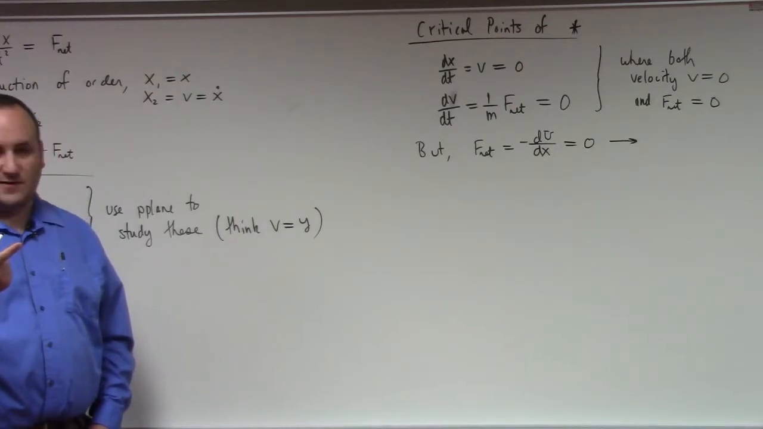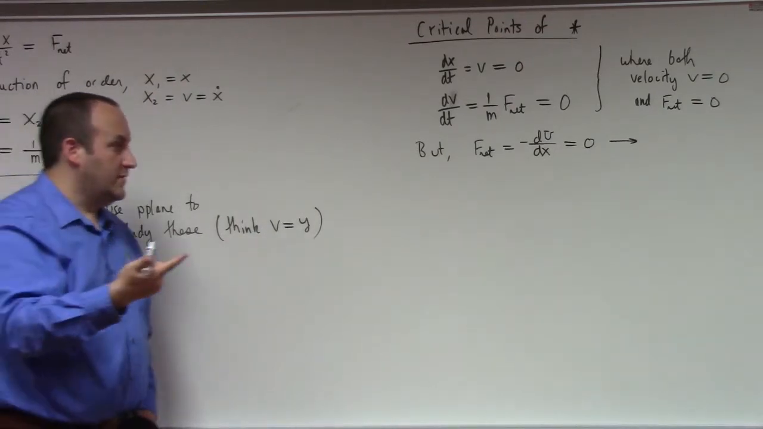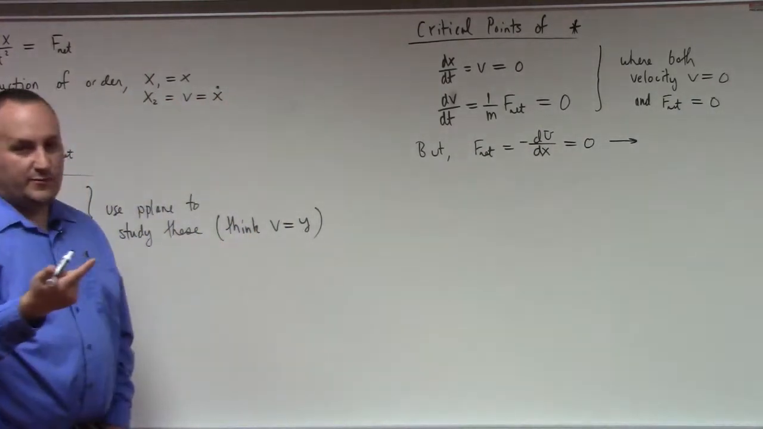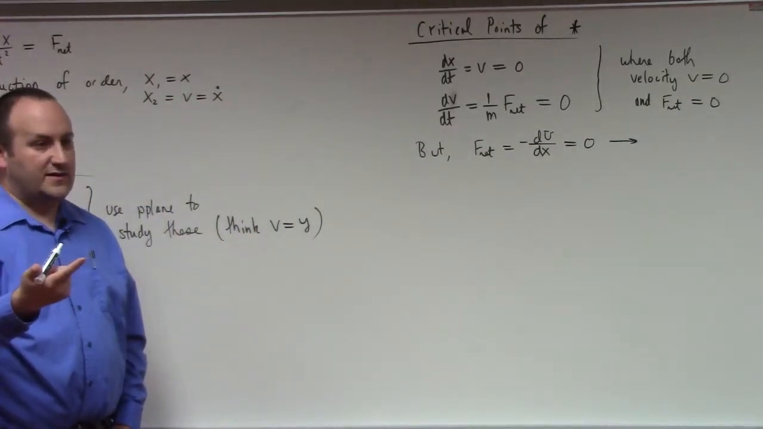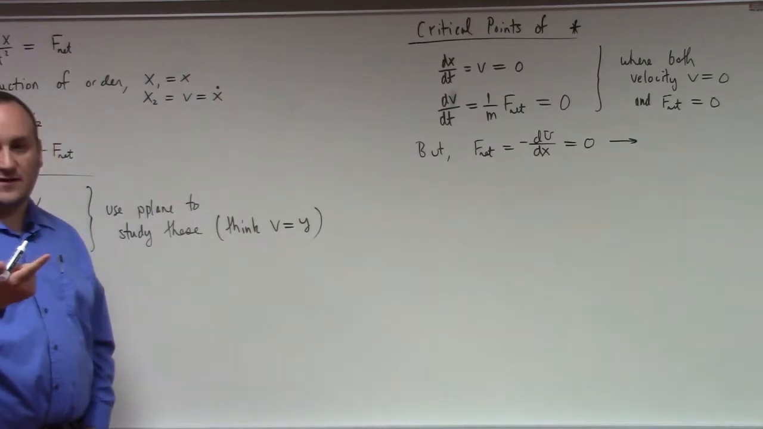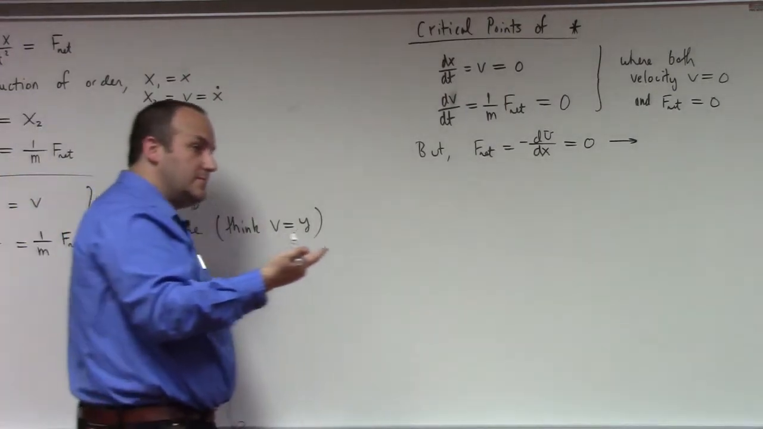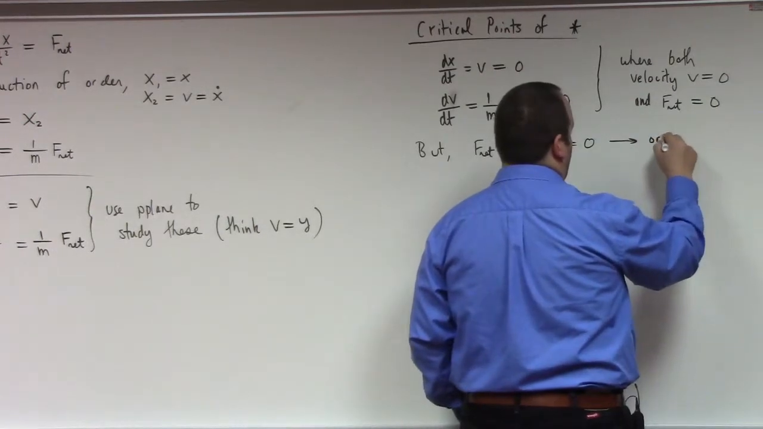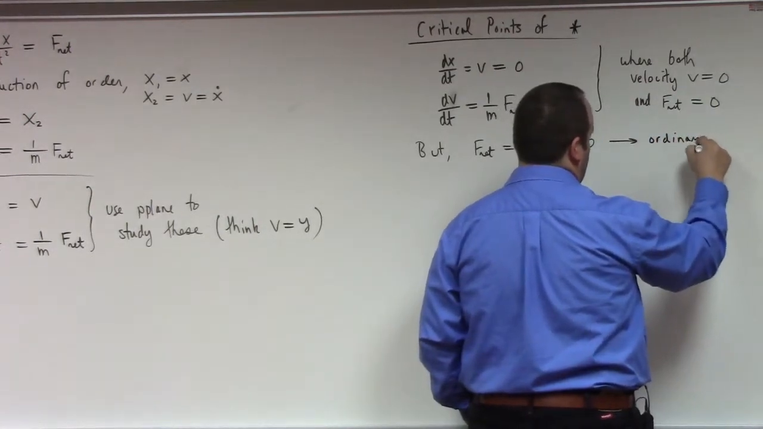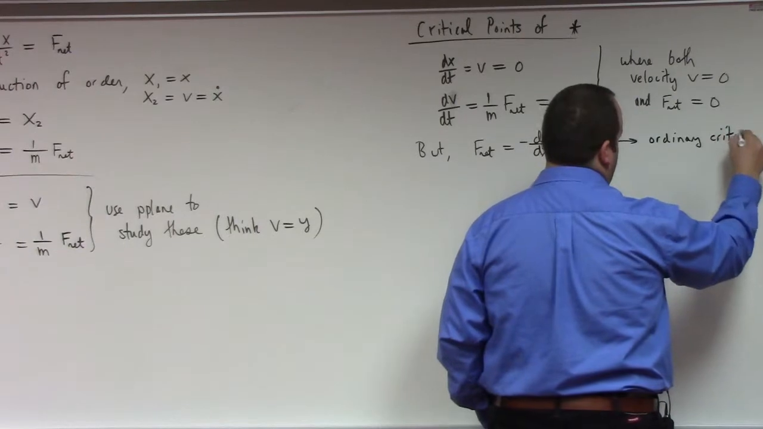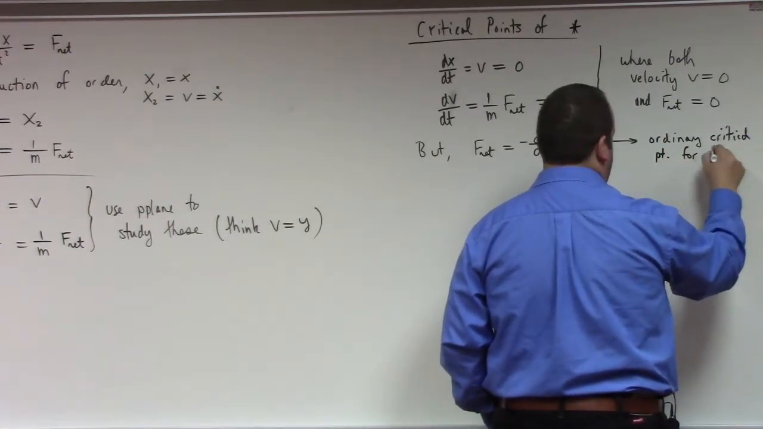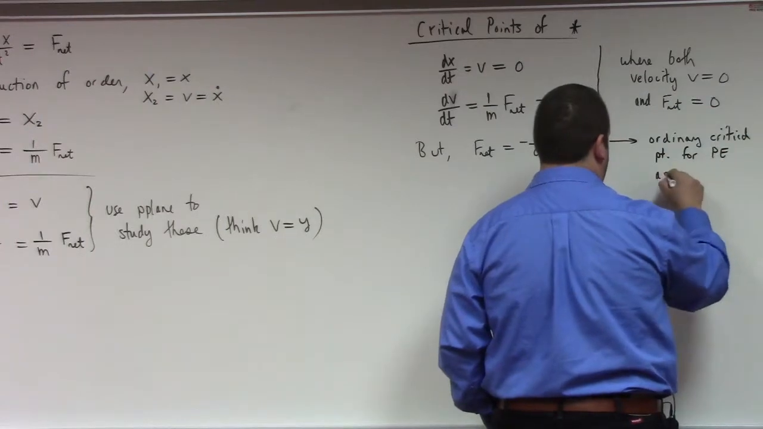a place where we have a horizontal tangent for the potential energy. Or I suppose if you were dealing with a piecewise defined potential energy function, it could be a place where the derivative is not defined. So, ordinary critical point for potential energy as a function of x.